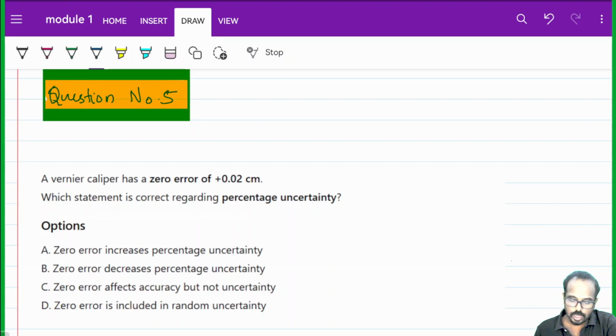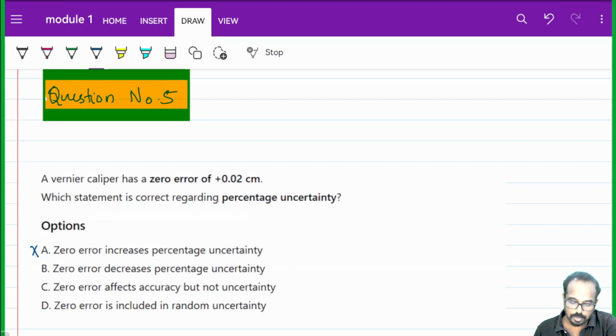First option, zero error increases percentage uncertainty. Zero error is actually a systematic error, right? In my video on systematic error versus random error, I have explained the theory clearly. If you have doubt, just go and watch that video. Percentage uncertainty is related to random error, right? How to calculate the percentage uncertainty, the whole procedure I have explained in that video. So zero error increases percentage uncertainty. No, this is not possible. Zero error is only a systematic error. It's not related to the percentage uncertainty.